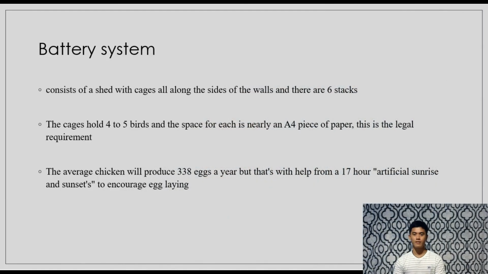First, the battery system. Battery system consists of a shed with cages all along the sides of the walls, and there are 6 stacks. The cages will hold 4 to 5 birds, and the space for each is nearly an A4 piece of paper. This is the legal requirement. The average chicken will produce 338 eggs a year, but that's with help from a 17-hour artificial sunrise and sunset to encourage egg laying.